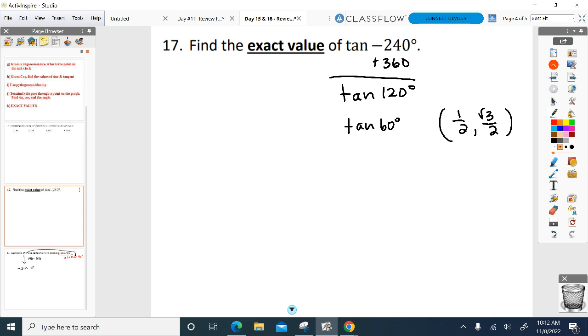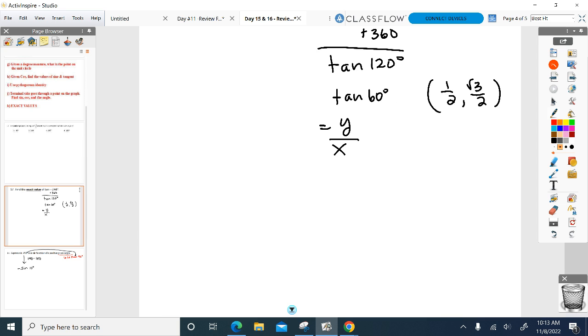Ooh, we're talking about tangent. That's not a single coordinate. That's using both of them. How? Y over x. Yes. So now I'm going to take, what's my y coordinate? Oh boy. Radical 3 over 2 divided by 1/2. How do you deal with that? Because you're going to deal with it tomorrow, I guarantee it.